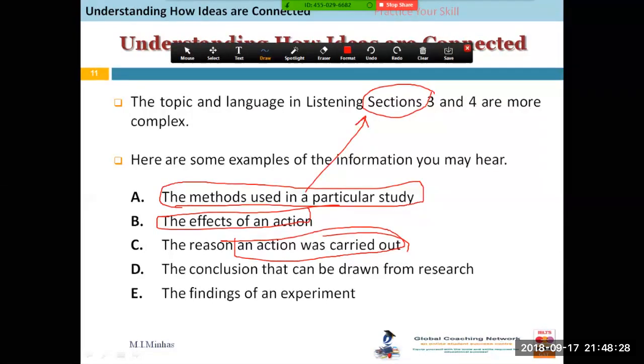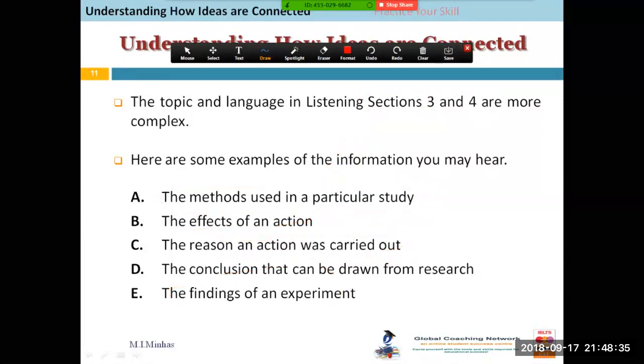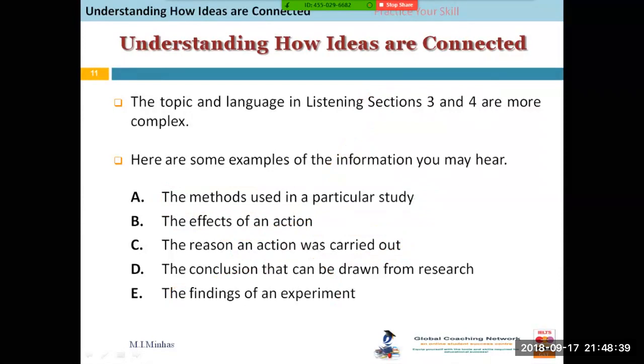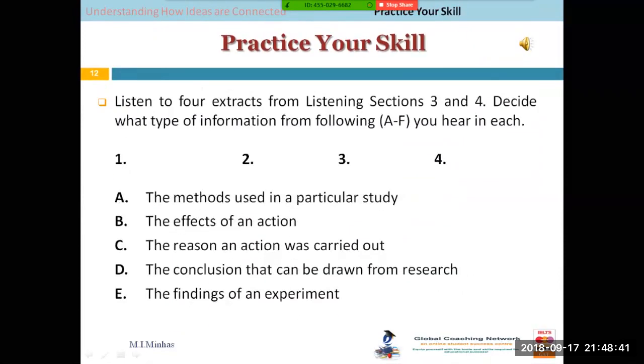The conclusion that can be drawn from research and the findings of an experiment. So these are general discussions covered in these two sections, but these two sections are not slightly, but much harder than sections 1 and 2. So now listen to 4 extracts from listening sections 3 and 4. You will listen to 4 small pieces of recordings, and 2 of them would probably be from section 3 and 2 from section 4.